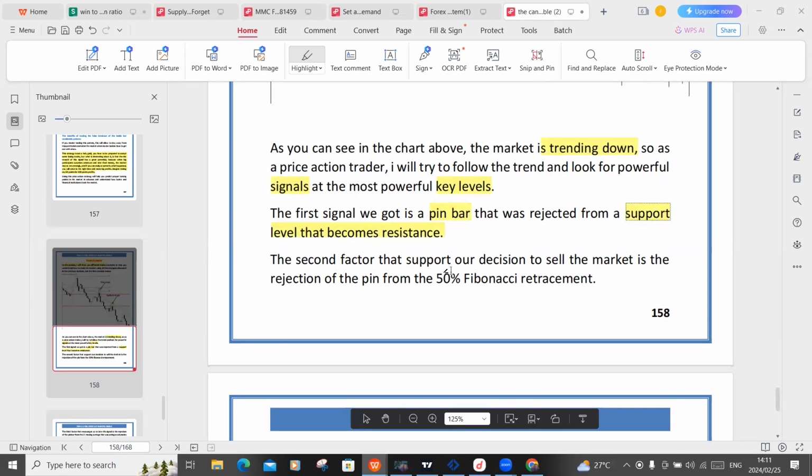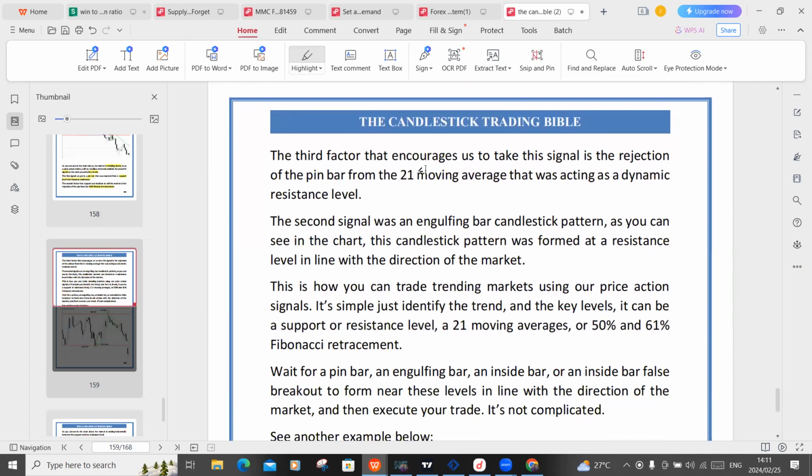The second factor that supports our decision to sell the market is the rejection of the pin bar from the 50 fib retracement level. The third factor that encourages us to take the signal is the rejection of the pin bar on the 21 EMA. Sorry, on the 21 MA. I'm used to saying EMA because I use exponential moving averages, but this one looks like it's a simple moving average, which makes it an SMA. Even though the author doesn't specify whether it's an SMA or an EMA, it's a 21 MA that was acting as a dynamic resistance.